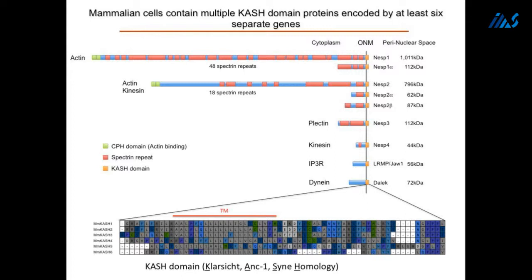The Nesprins 1 and 2, or the giant forms, are both actin-binding proteins. They contain an N-terminal actin-binding domain. Nesprin 2 also has a kinesin-binding domain, which is just down in this region of the molecule.